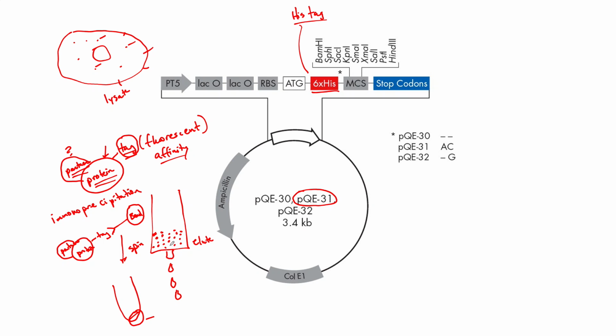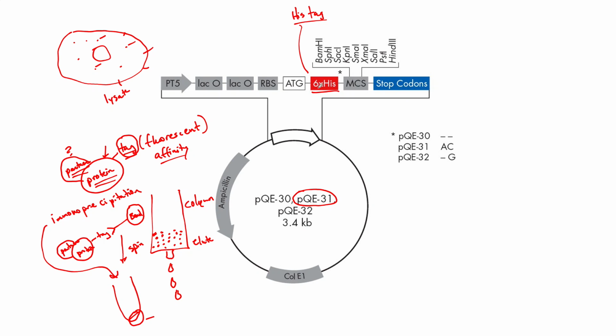So there are two ways that you can really separate out these proteins using these affinity tags: through a column or through immunoprecipitation, which is spinning, basically. Okay, let's get back to pQE31 and look at how this His tag works.